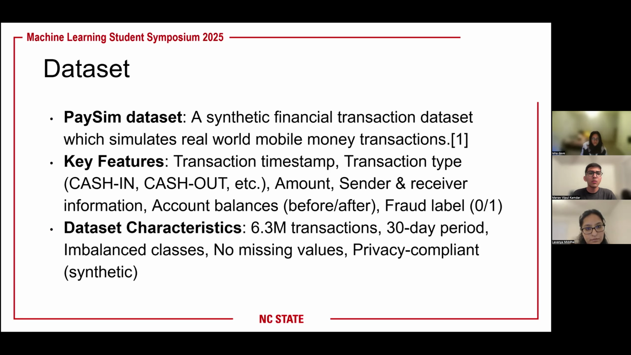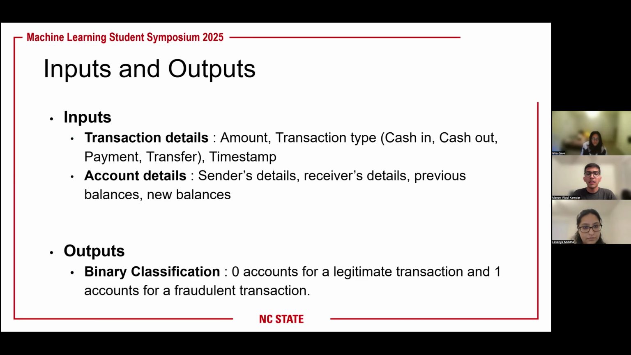The inputs to this dataset are the transaction details and the account details. Transaction details include the amount, the transaction type, and the timestamp, whereas the account details include the sender's details, receiver's details, and the balances before and after the transaction. Our output is a binary classification where 0 accounts for a legitimate and 1 accounts for a fraudulent transaction.